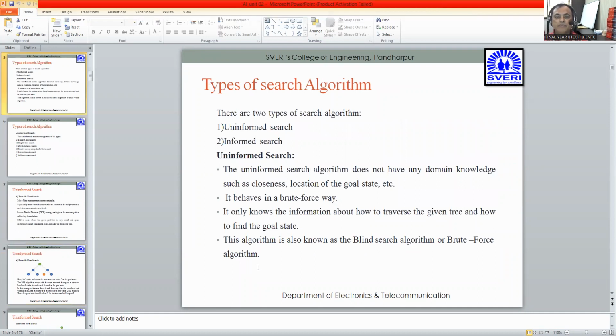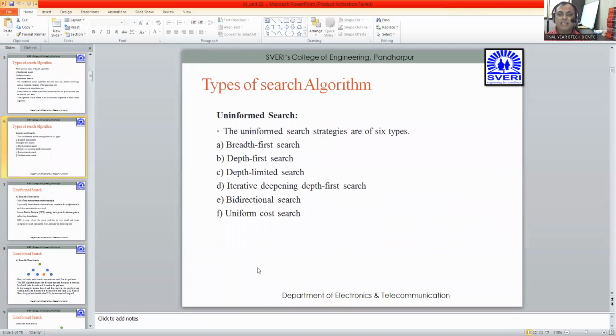Then we have seen types of search algorithms. Basically there are 2 types. One is uninformed search and the other one is informed search. Uninformed search does not have any kind of domain knowledge. It is also called a brute force algorithm or a blind search algorithm. And the most important thing is that it knows the information about how to find the goal state. So with the help of that information, it can easily find the goal state.